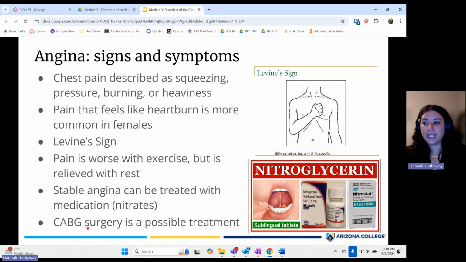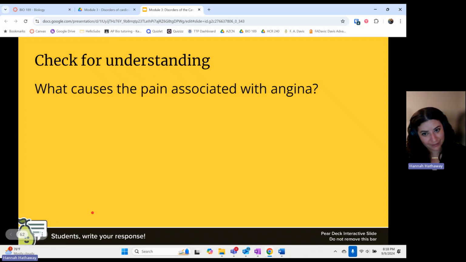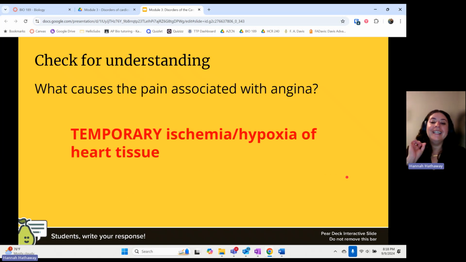Okay, so that's angina, which once again is due to what? Let's check for understanding. What causes the chest pain that is associated with angina? Yeah, so it would be temporary ischemia. So it's not prolonged, it's not going to cause any tissue death, but you're still having not enough oxygen getting to the heart, so that's going to be painful.